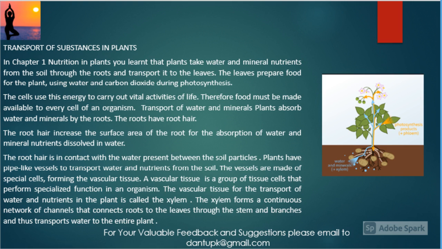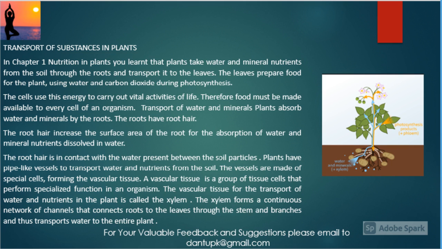Transport of substances in plants. In chapter 1, Nutrition in Plants, you have learnt that plants take water and mineral nutrients from the soil through the roots and transport them to the leaves. The leaves prepare food for the plant using water and carbon dioxide during photosynthesis.